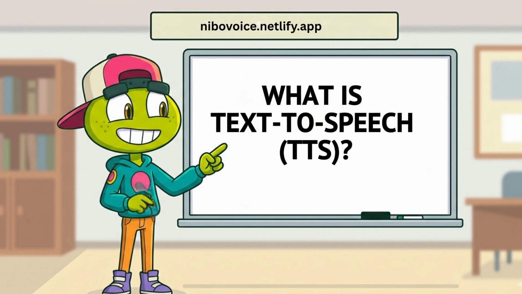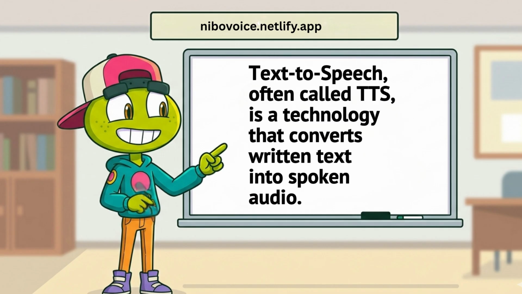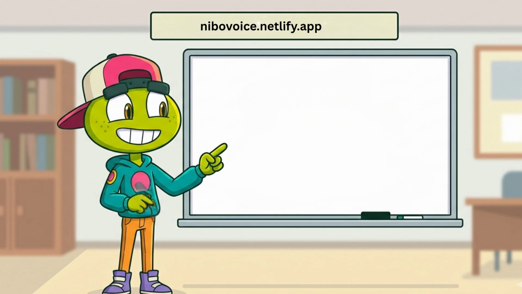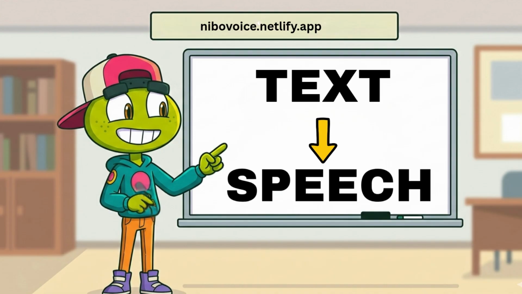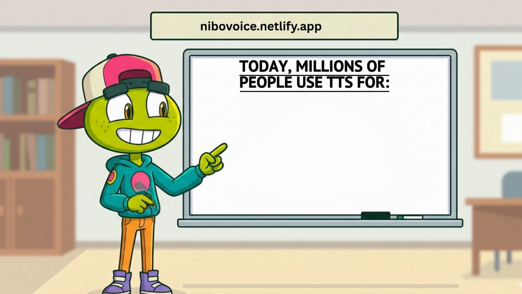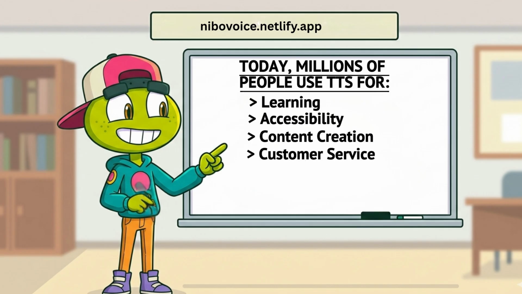What is text-to-speech? Text-to-speech, often called TTS, is a technology that converts written text into spoken audio. In simple terms, you type words into a computer, and the computer speaks those words out loud. For example, if you type, "Hello, welcome to our channel," a text-to-speech system can instantly transform that sentence into an audio recording. Today, millions of people use TTS for learning, accessibility, content creation, customer service, podcasts, videos, and much more.